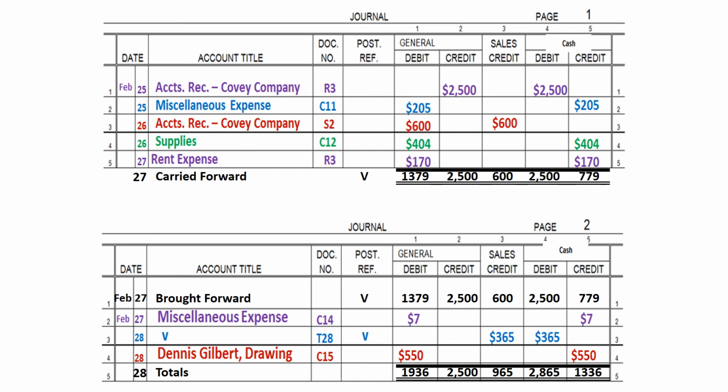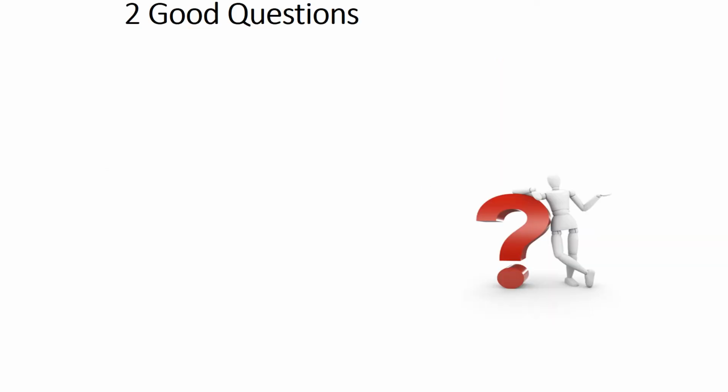Big key component. Once we've verified that our debits and credits equal and we've proved and ruled, then we draw our fancy little double line on the bottom, knowing that we're all good and we're ready to move on to the next month. So we'll finish up this lesson with just 2 good questions here.